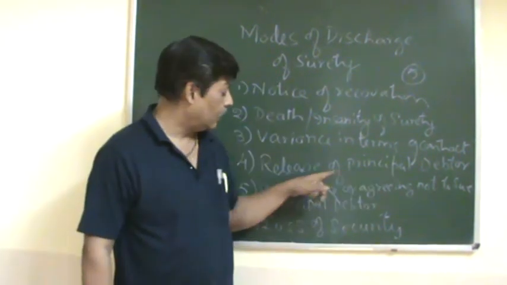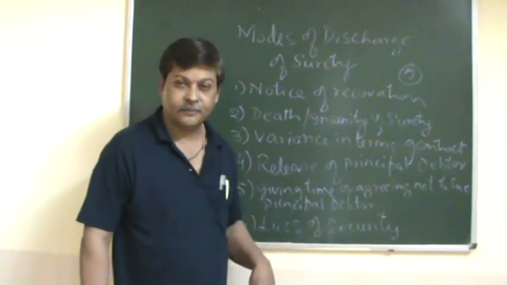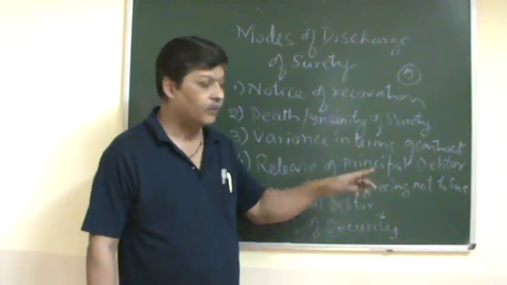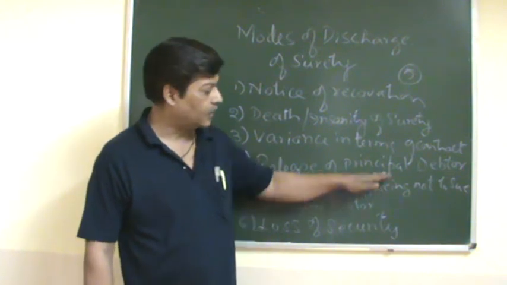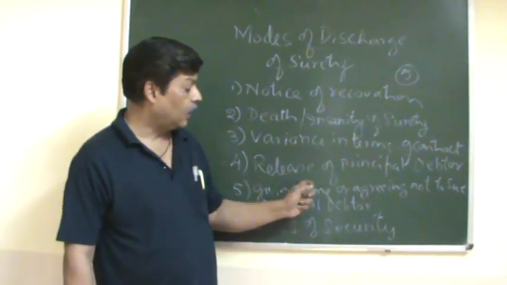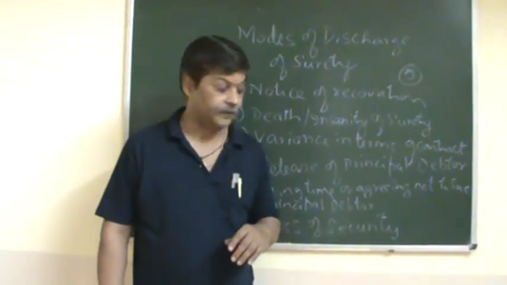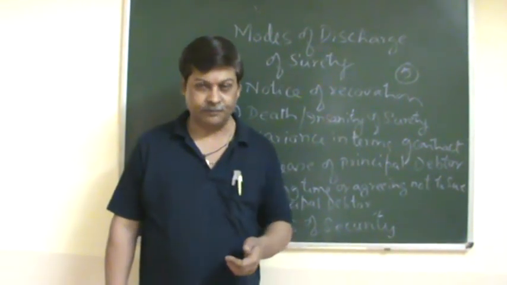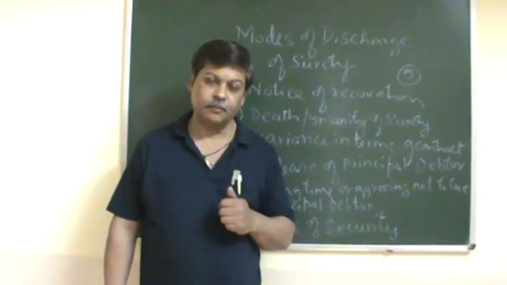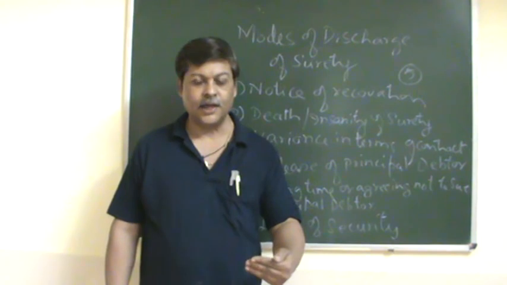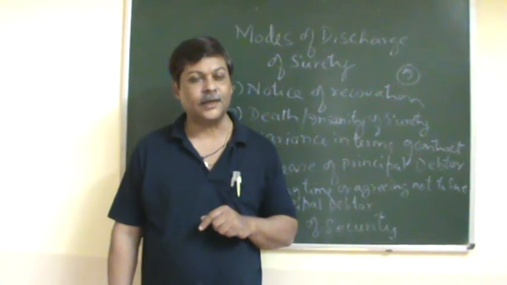So the release of the principal debtor is also the release of the surety. If the creditor releases him, in those circumstances the surety is also discharged. So it comes to an end there. Next, giving time or agreeing not to sue the principal debtor. Where a creditor gives more time or promises that he will not file a case against the principal debtor, such assurances release the surety from liability.